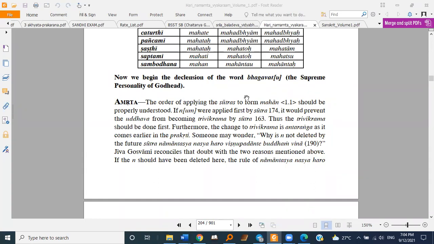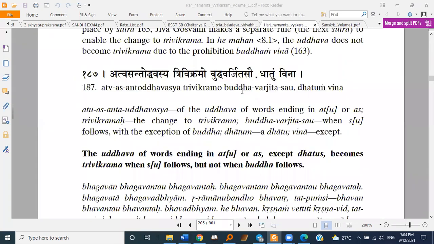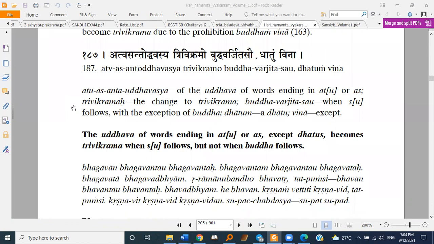So today we'll discuss Bhagavatu Shabda. Here comes a sutra: Atva santo dhavasya trivikramo buddha varjita sau dhatum vina. The udhava of words ending in atu or as, except dhatus, becomes trivikrama when su follows, but not when buddha follows.